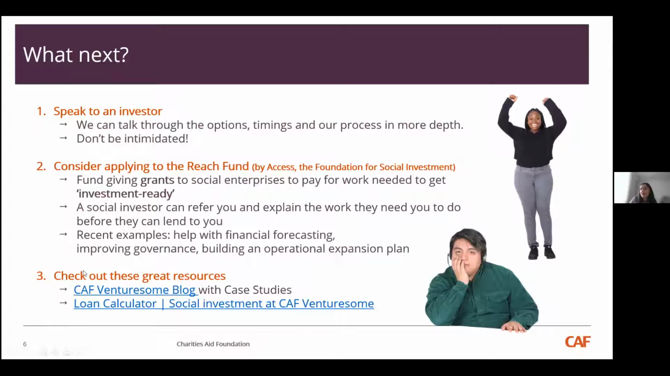And then at the bottom I've included some links to our CAF blog, which Joe on the call very kindly maintains with case studies, so you can get an idea of some of the organizations that we've lent to in the past, and also a link to our loan calculator, where you can input the amount of investment you need and get an idea of what the monthly payments would look like from our main fund. And then of course you can always reach out to us by email or LinkedIn, or we have a Venturesome Twitter as well. So I'll leave it there, but I'm very much looking forward to the Q&A. Thank you.